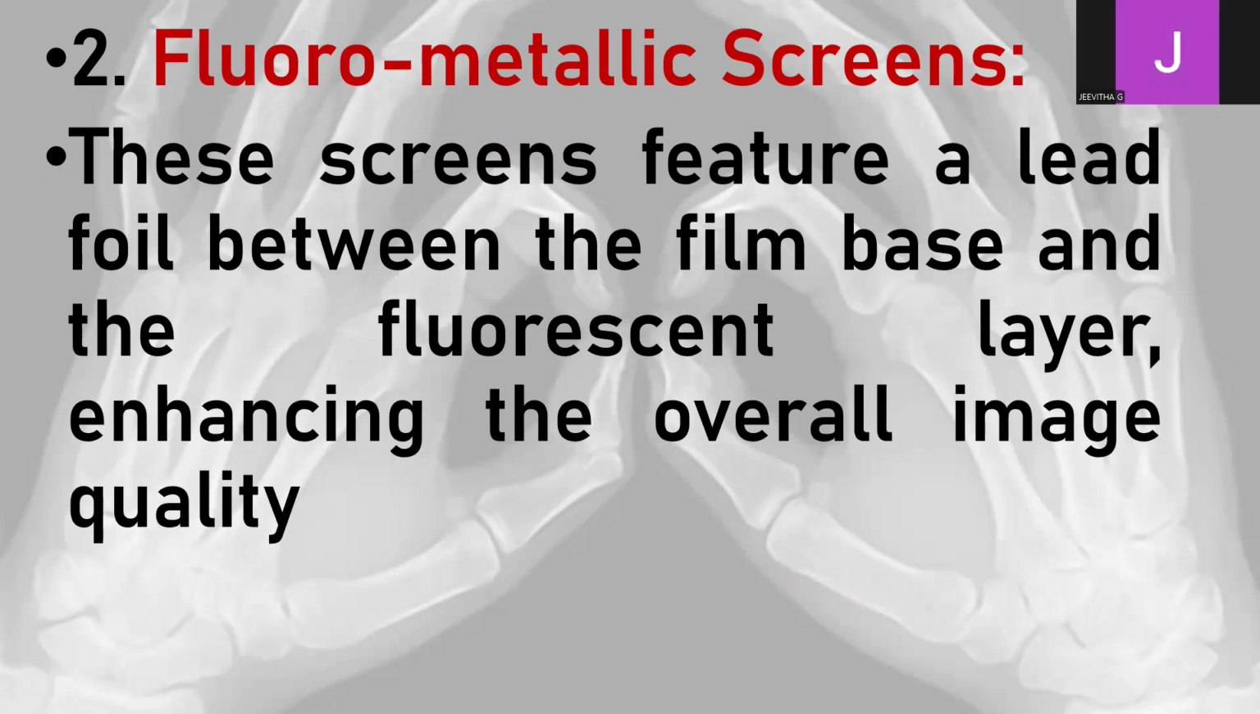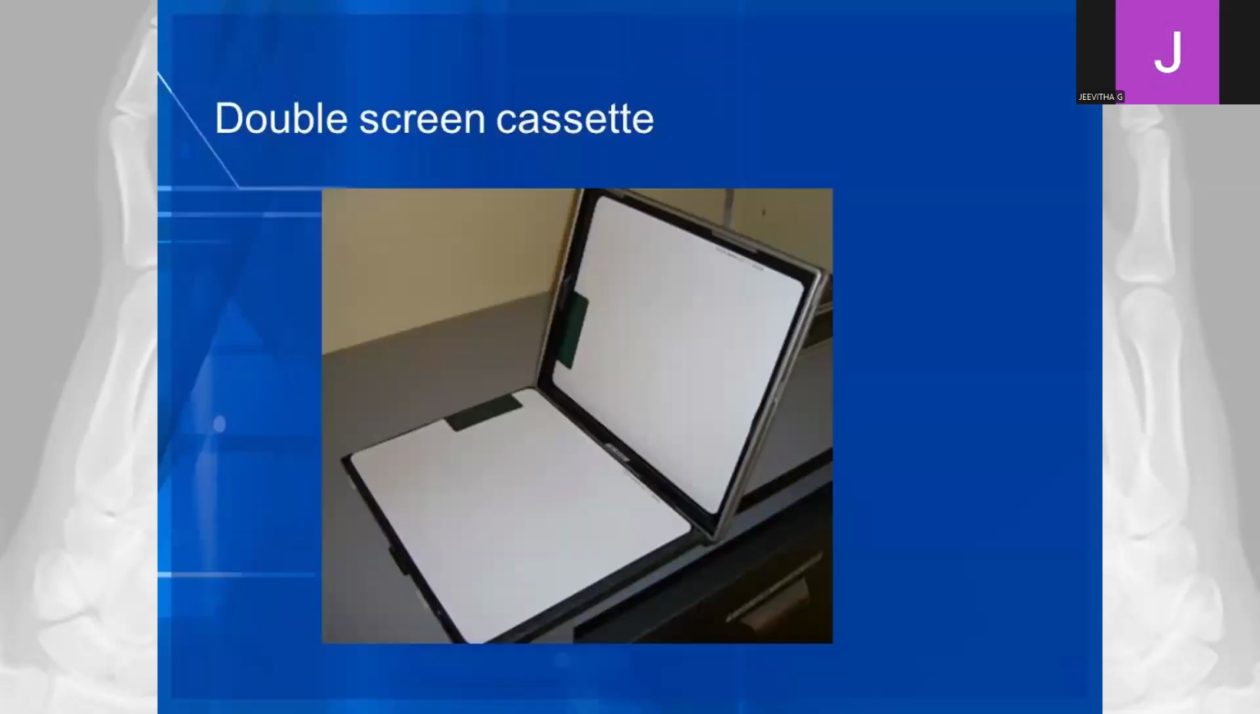And the second type of screens are fluorometallic screens, where the screens feature a lead foil between the film base and the fluorescent layer, thus enhancing the overall image quality. But in spite of that, we have to accept the fact that there will be blurring and reduction in the resolution of the final image. So this is the double screen cassette which we normally use in the sizes of 8 inches, 10 inches for taking extraoral images and also for taking OPGs, and they are embedded with the intensifying screens.